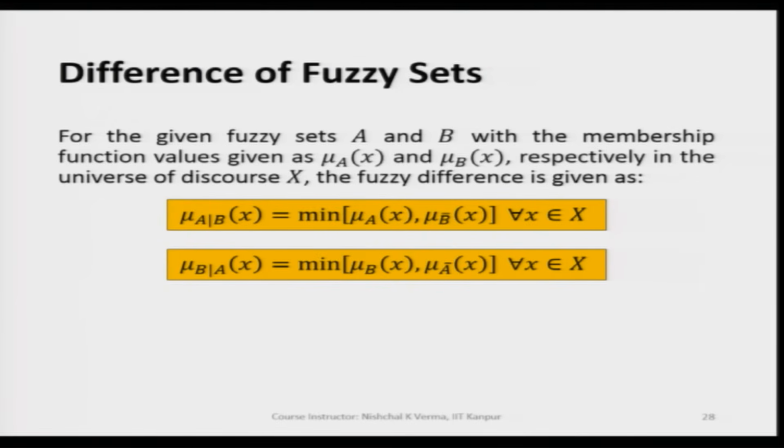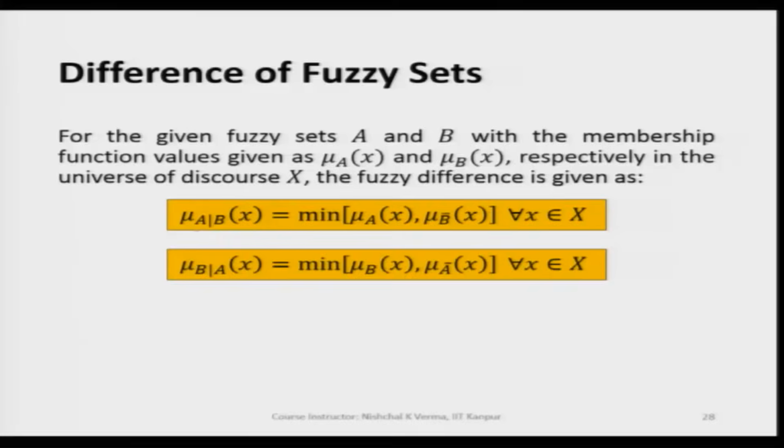Now, let us understand the difference of fuzzy sets on the same lines as we have already done the other set theoretic operations, where we have seen that the membership values play an important role in the set theoretic operations. So, here also, when we are interested in the difference of fuzzy sets A and B, we first compute their respective membership values.